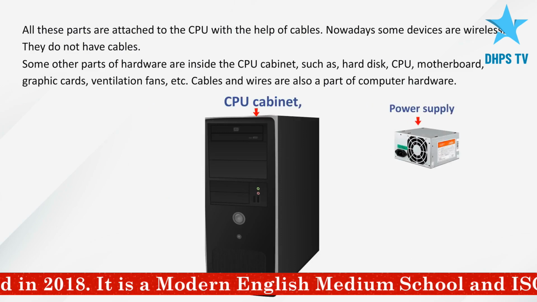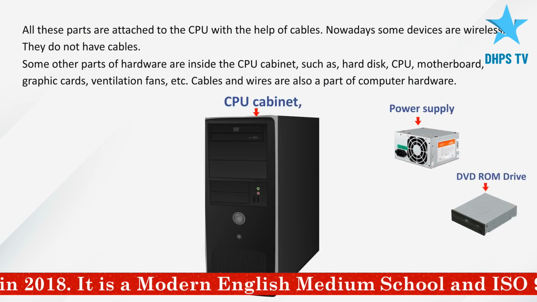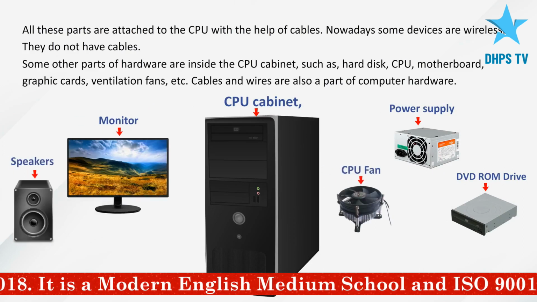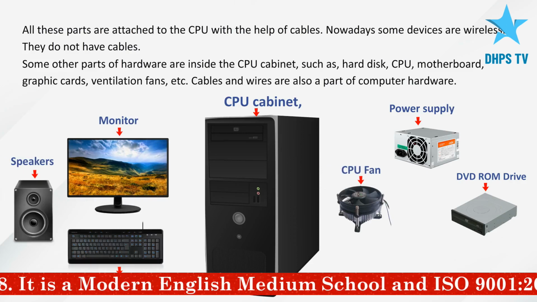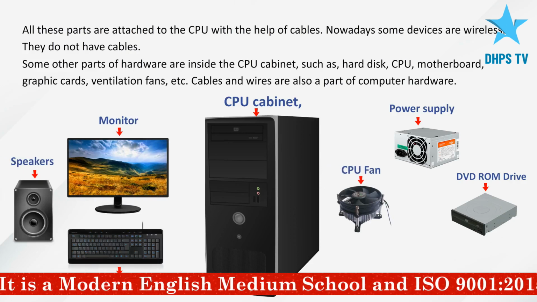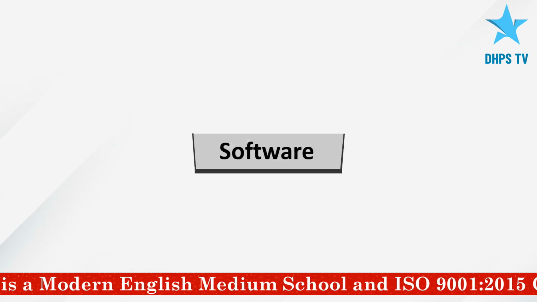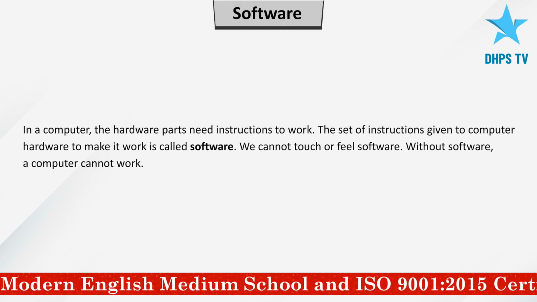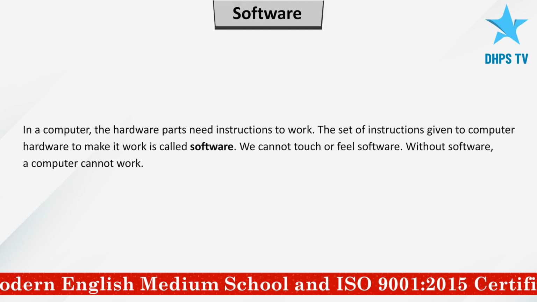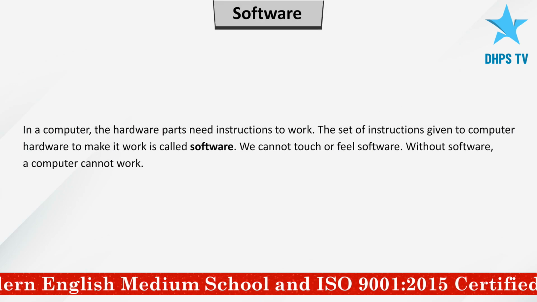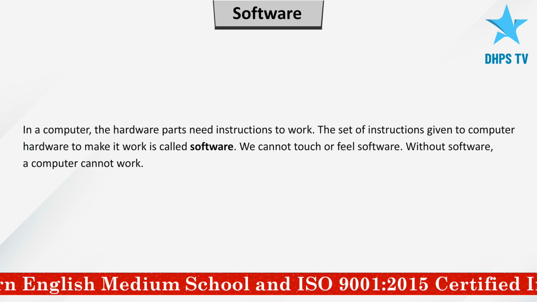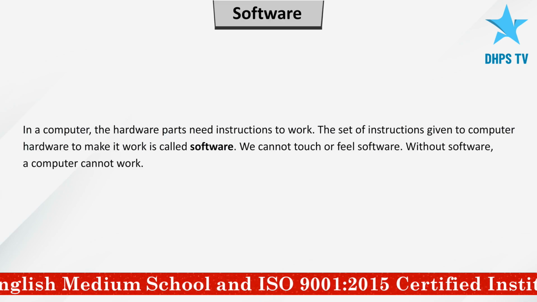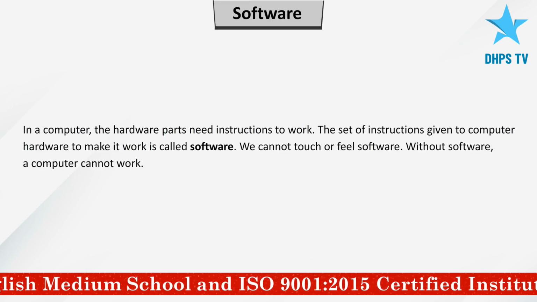CPU cabinet, power supply, DVD-ROM drive, monitor, CPU fan, speakers, keyboard, mouse, RAM, sound card, software. In a computer, the hardware parts need instructions to work. The set of instructions given to computer hardware to make it work is called software. We cannot touch or feel software. Without software, a computer cannot work.